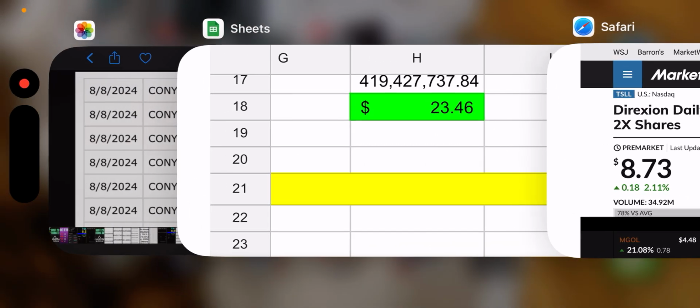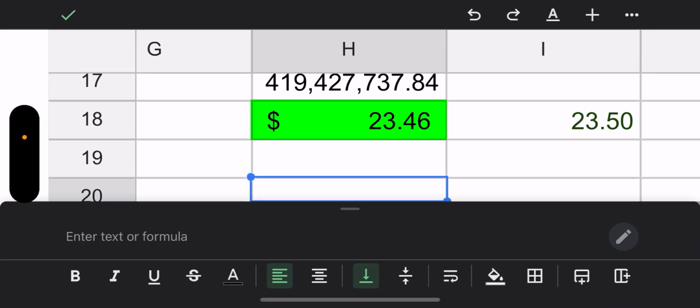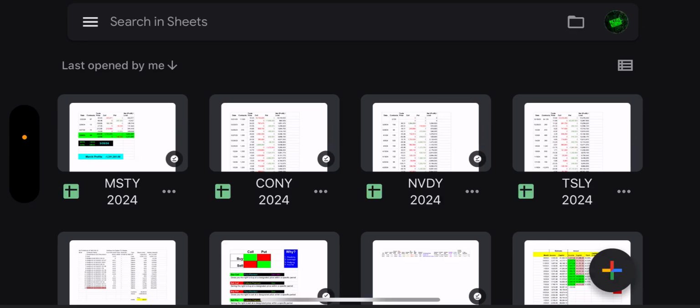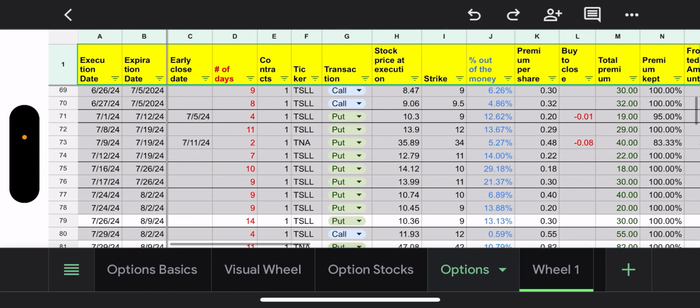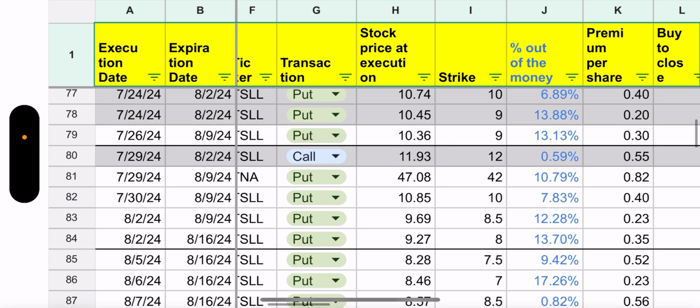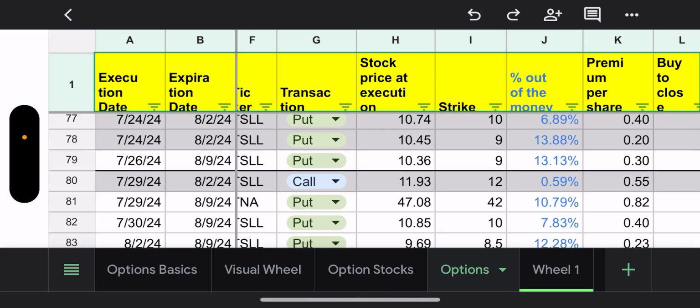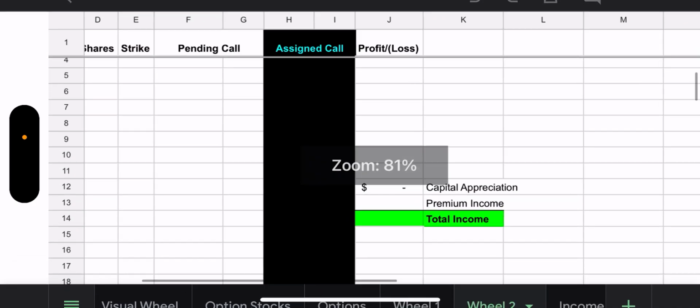If anybody cares, some may not, so feel free to click off the video. But let's see, options trading. So if I go to my options, what do I have pending? Actually, it's easier to look at the put party. So I have a put party.